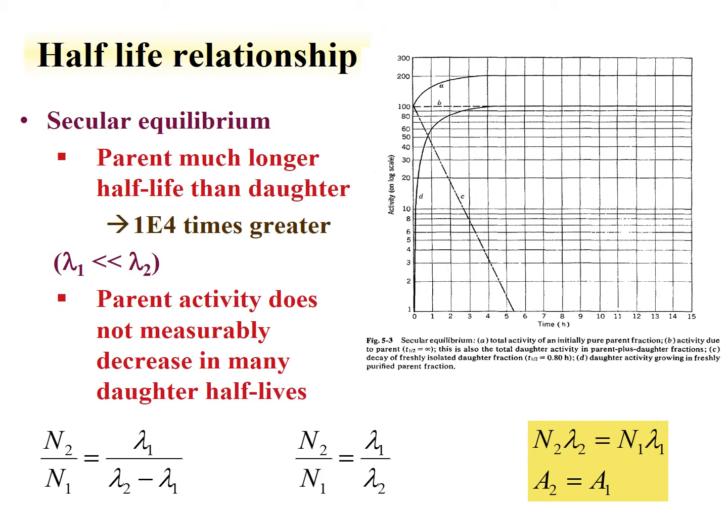Now, imagine we have a condition where the parent is much, much longer lived than the daughter, and generally what this means is that over an observed time frame, the parent activity doesn't change. So imagine you're measuring something that has a half-life of 1,000 years, 10,000 years, and you're measuring it for 100 hours. The amount of change in that parent won't be observable, but the daughter will grow in. So you may have an amount of parent, B shown here, the daughter grows in, and then the total activity is basically twice the parent activity.